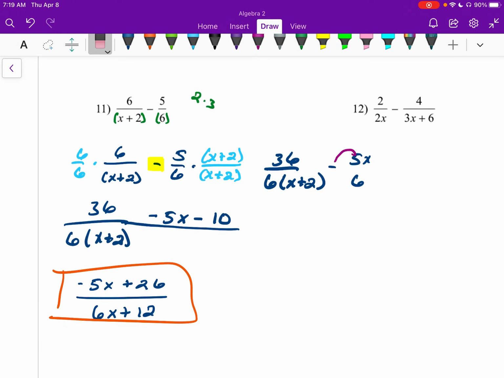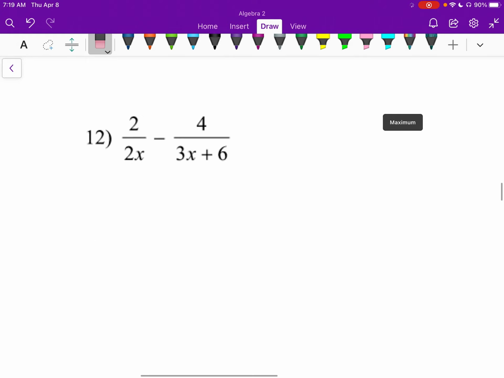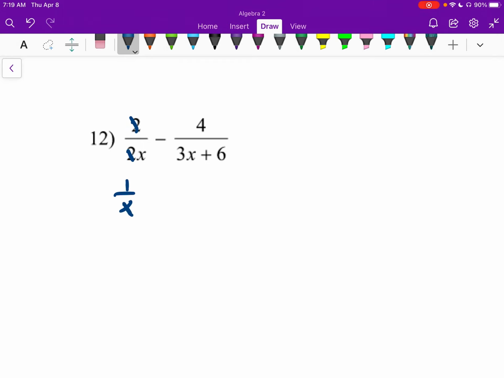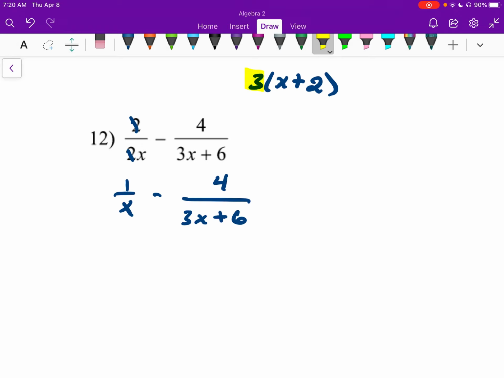I'm going to have to erase this one. All right, number 12. Starting off, just like in all of them, I've said we need to try to factor and we need to try to cancel things. This one we're actually going to be able to cancel these 2's. So now we have 1 over x minus 4 over 3x plus 6. Now we could factor the 3x plus 6 to be 3 times x plus 2, but that doesn't really help us because neither of these are written in the left fraction there.